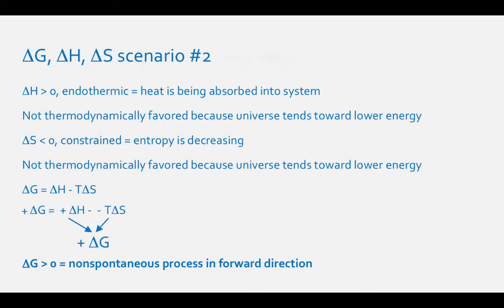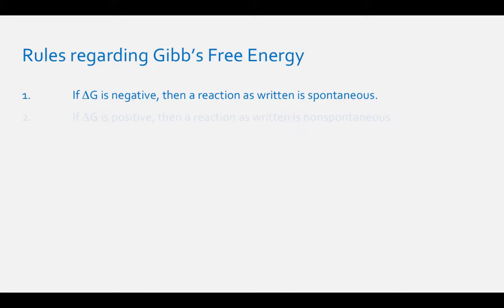This leads us to two important rules regarding Gibbs free energy. 1. If delta G is negative, then a reaction is written as spontaneous. 2. If delta G is positive, then a reaction is written as non-spontaneous.